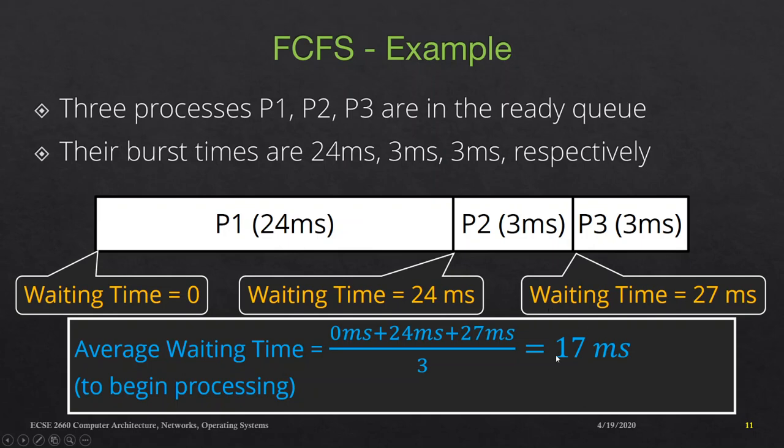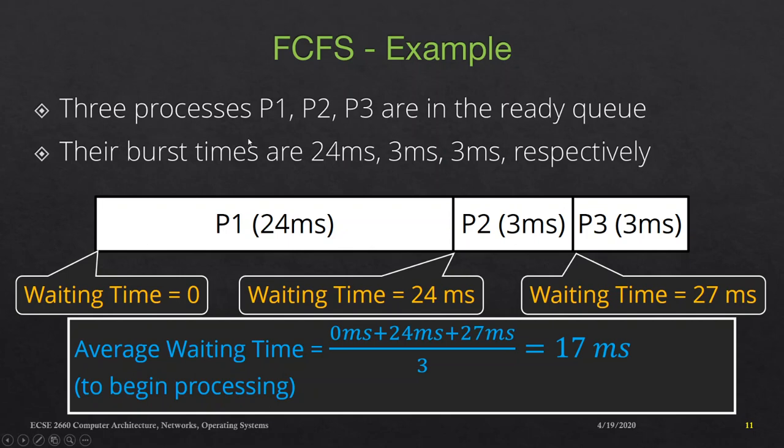So we could have a really bad number, or we could have a really good number if we arrange them differently. That's not a consistent way to do things. So that's a negative for first come first serve.